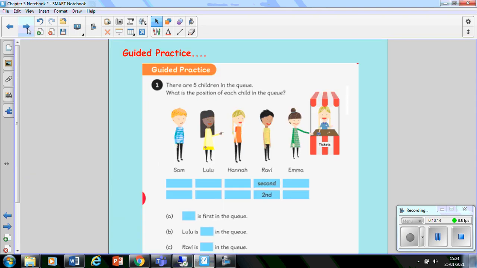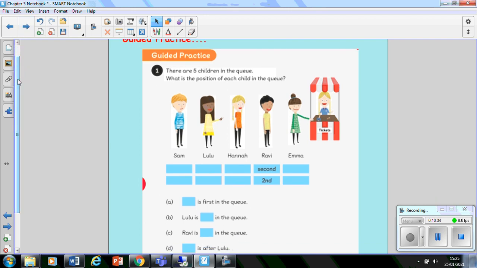Now, once we've done our journaling, we often come back and sit on the carpet together in school to do our guided practice. This often resembles our learning that we will be doing independently in our workbooks. So let's have a go at doing some questions here that might replicate the ones that are in our workbook. So we've got, there are 5 children in the queue, okay? What is the position of each child in the queue? And they've already done one for us.